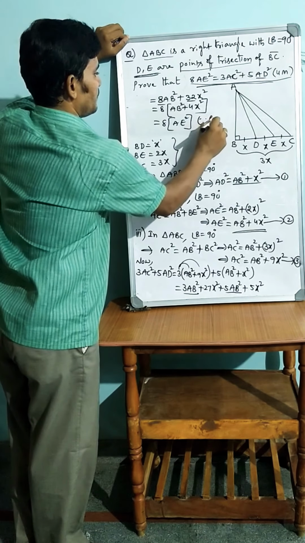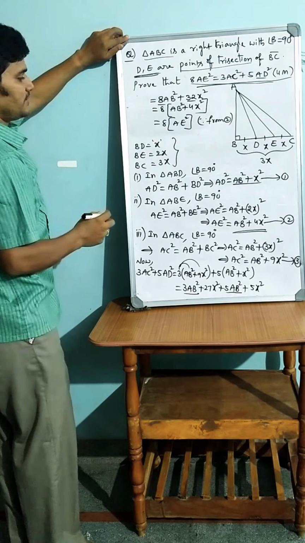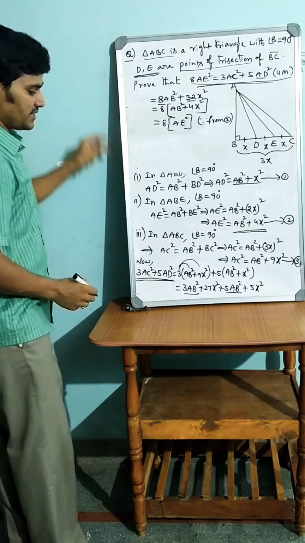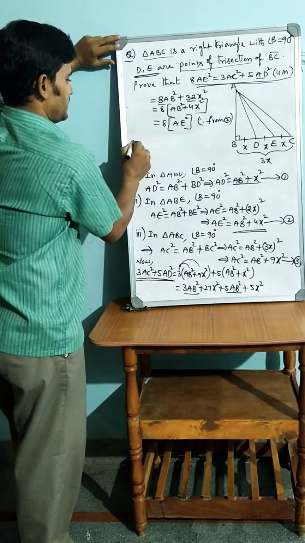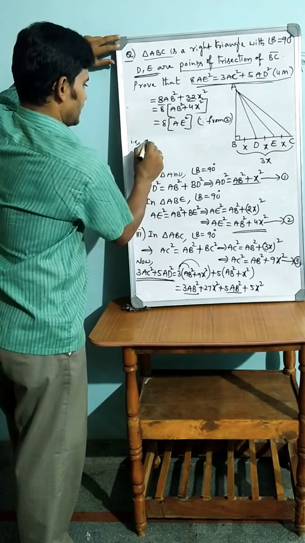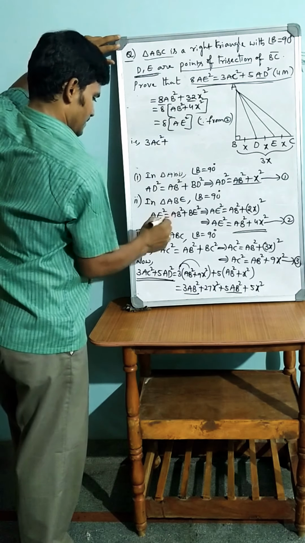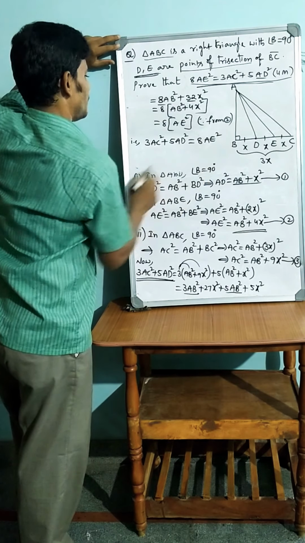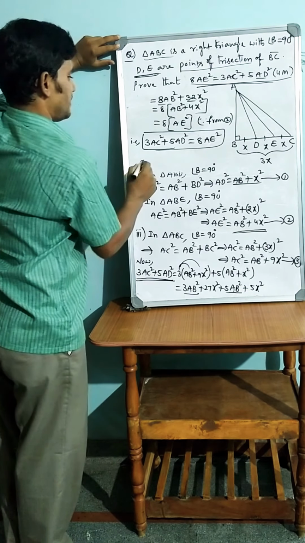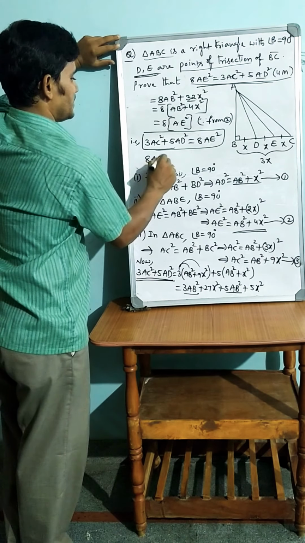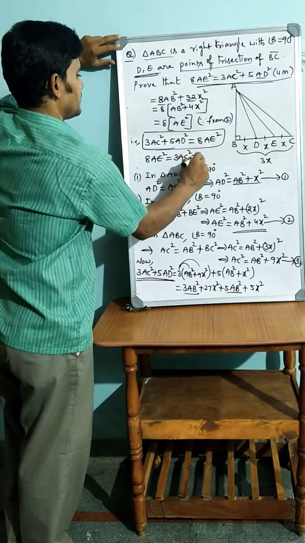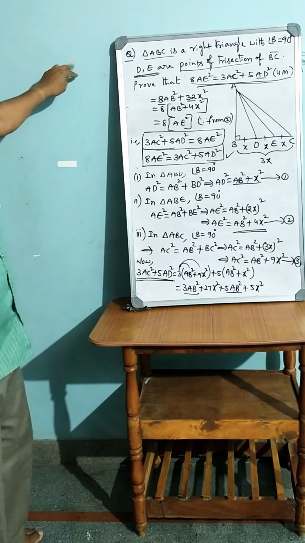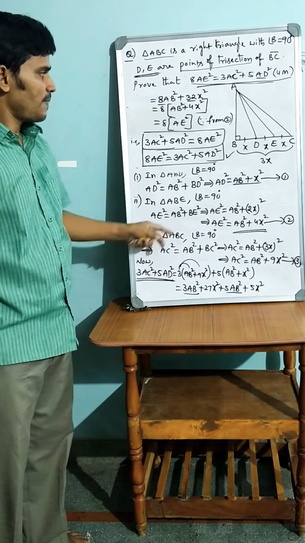since from 2. So with this, we can conclude that 3 times AC square plus 5 times AD square is equal to 8 times AE square, that is, 3 AC square plus 5 AD square is arrived as 8 AE square. This is the required result. Or 8 AE square is equal to 3 AC square plus 5 AD square. This is how we prove the required result by using the Pythagoras theorem.